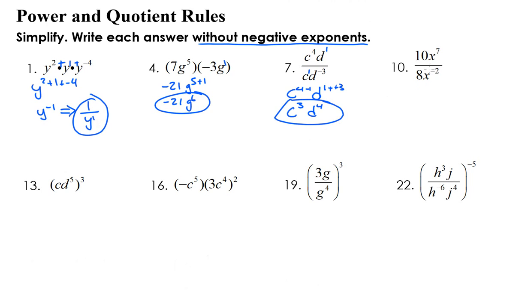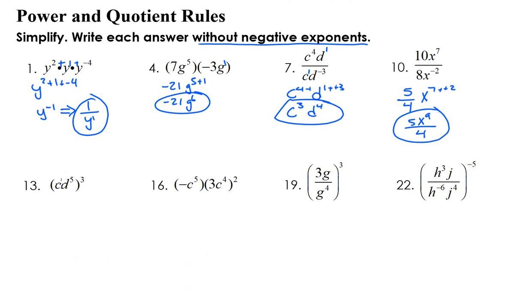Okay? For 10, take 10 divided by 8, and that's going to just reduce down to 5 over 4. That's as much as we can do with that. And that's going to be 7 minus negative 2. So that's x to the 7 minus negative 2, which is 7 plus 2. So that's 5x to the ninth over 4 would be what our final answer would look like for that one. Okay.